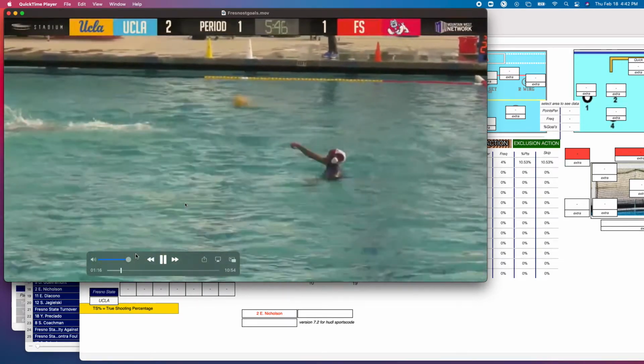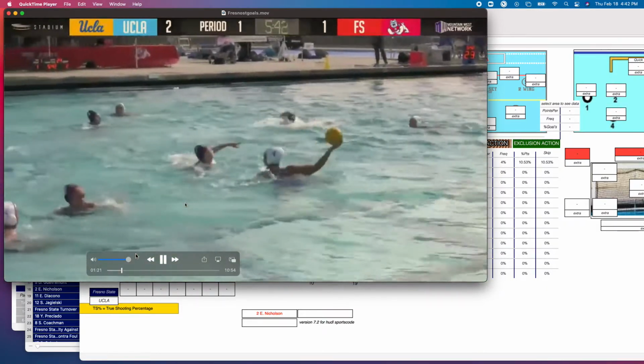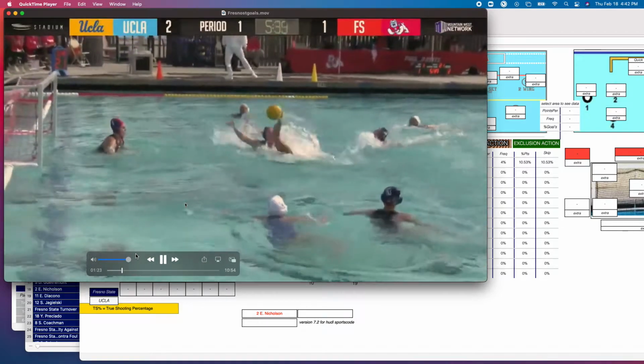Good example of one of those after misses, right? So Fresno State misses. Here comes UCLA with the goal. So what happens after the miss of the other team?